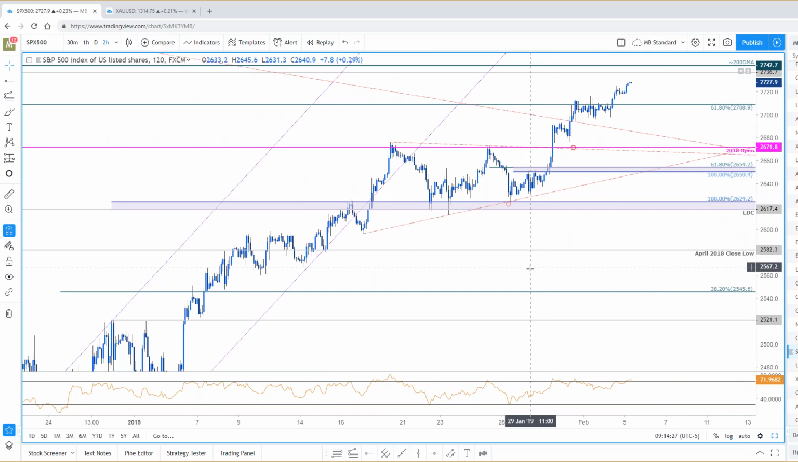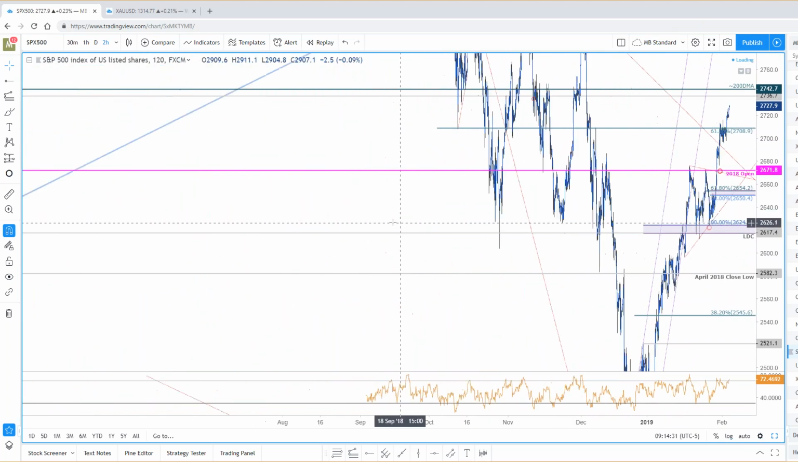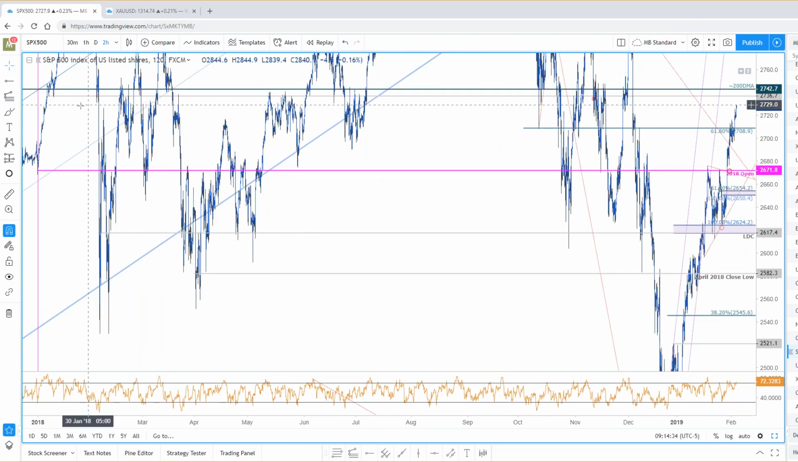Pete was asking for topside levels I'm looking for. Look, I have a soft target at 2736. It's just a soft target, okay? It goes back and stems all the way to that swing low that we made back here in January of 18.